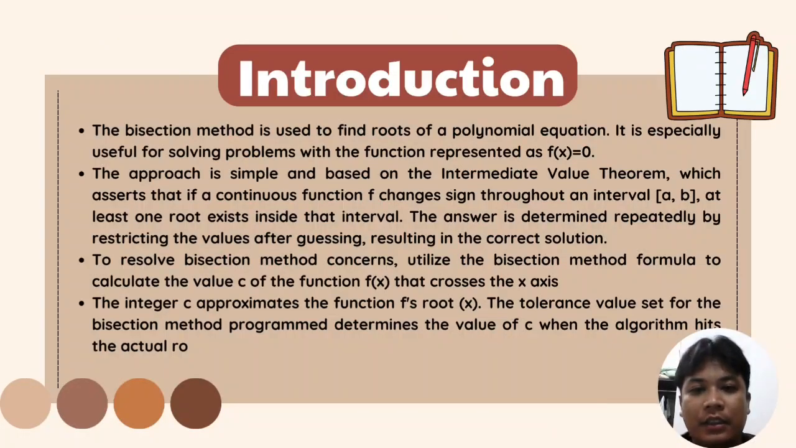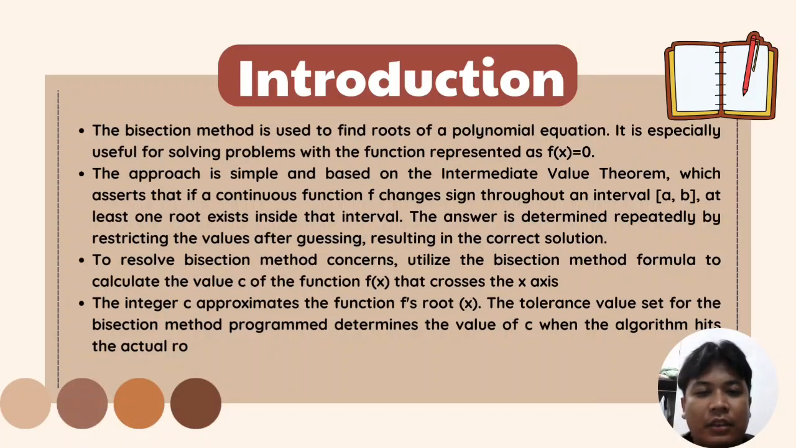The bisection method is used to find the root of a polynomial equation. It is especially useful for solving problems with a function represented as f(x) equal to 0. The approach is simple and based on the intermediate value theorem, or IVT, which asserts that if a continuous function f changes sign throughout an interval a and b, at least one root exists inside the interval. The answer is determined by repeatedly restricting the interval after guessing, resulting in the correct solution.